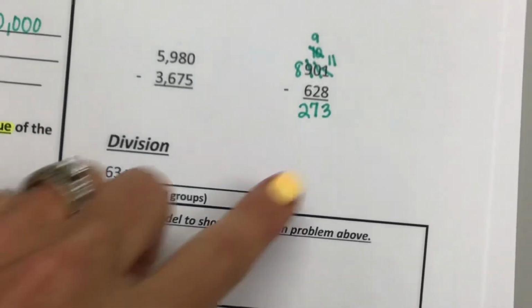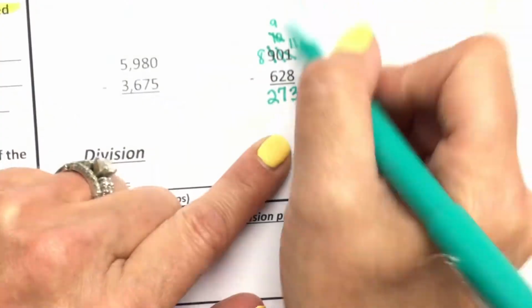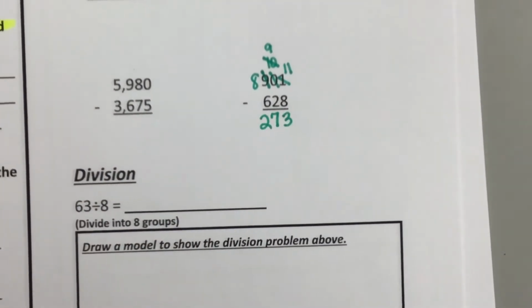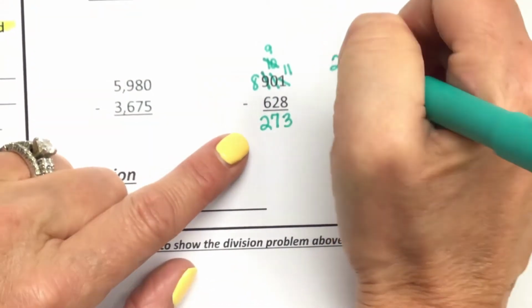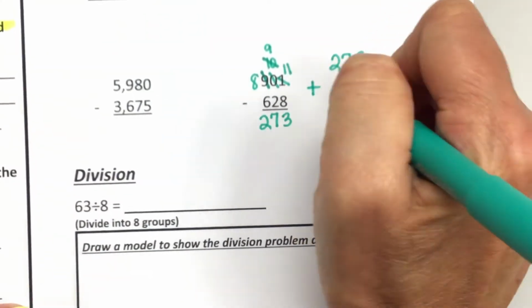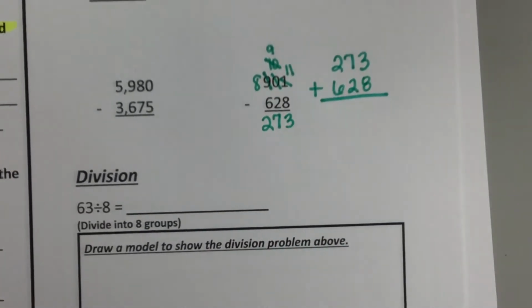Okay. How can we check our subtraction work? How do I know if this is correct? What can I do to see if this is correct? Raise your hand if you remember this from 2nd grade or 3rd grade. Stella? You have to do 273 plus 628, and then if you get 901, you have it correct.